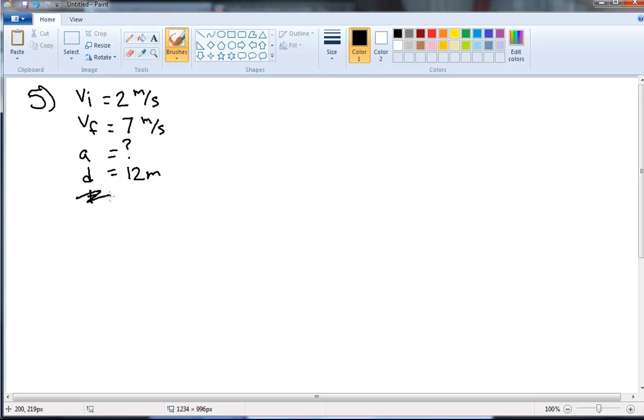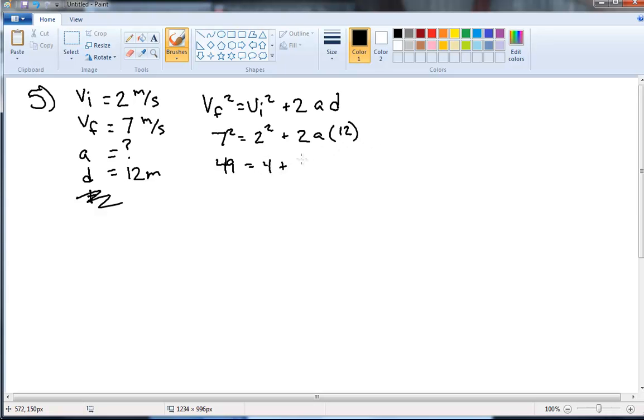So in this case, they didn't give us time, so we don't have to worry about it. So we look, 1, 2, 3, 4. Do we have an equation that deals with these 4? Yes, we do. VF squared equals VI squared plus 2AD. And we just plug in. So we have 7 squared equals 2 squared plus 2 times A times D, which was 12. 49 equals 4 plus 2 times 12 is 24 times A.